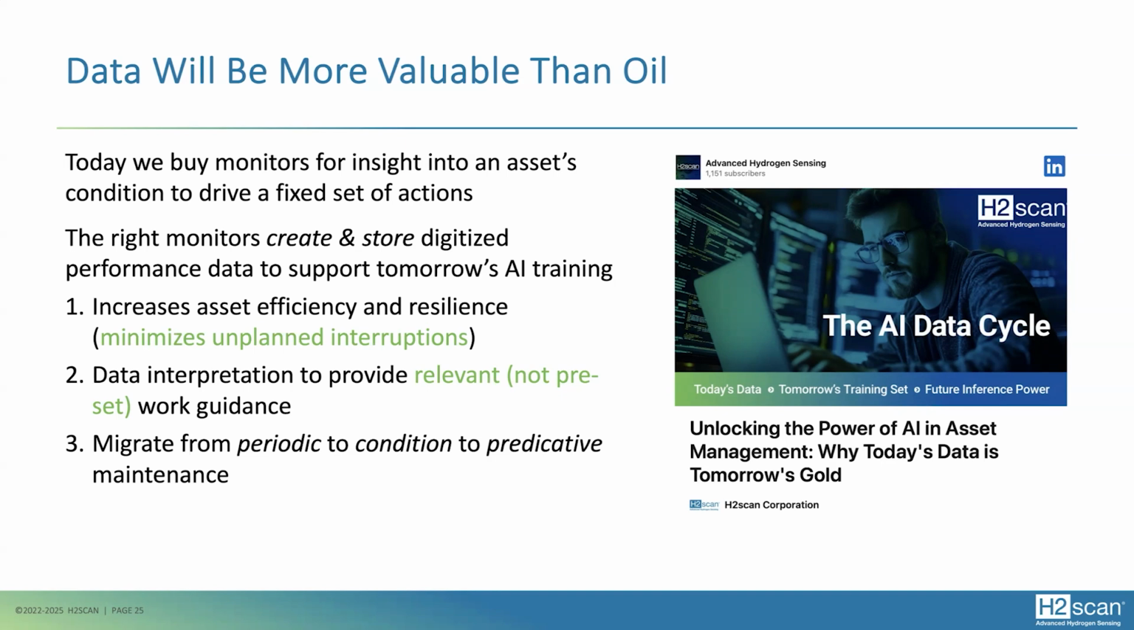You're going to increase your asset efficiency. You're going to increase resilience. You're going to minimize unplanned outages. You will have data interpretation. Not only are you going to have gas readings, you're going to have patterns that are going to come through the AI training, and they're going to provide work guidance. You're not going to look up a standard operating procedure that says do A, B, C. Based on the information you get, you're going to get topical and relevant work guidance as to what to do. And for those of you who are today probably in periodic maintenance, you're going to move to condition maintenance, and you're ultimately going to move to predictive maintenance. And all that's going to come from the AI training and your AI processes.